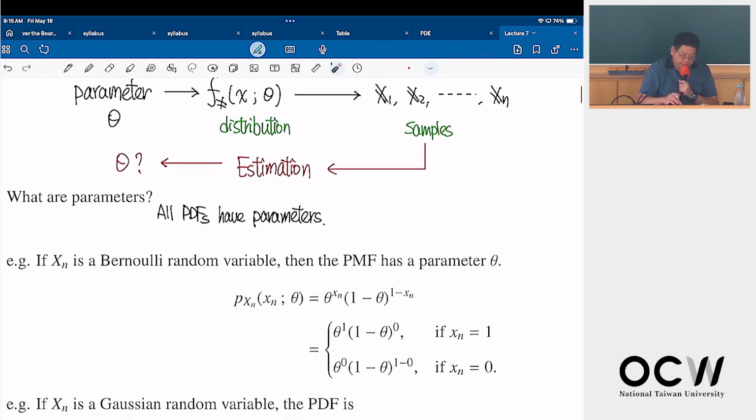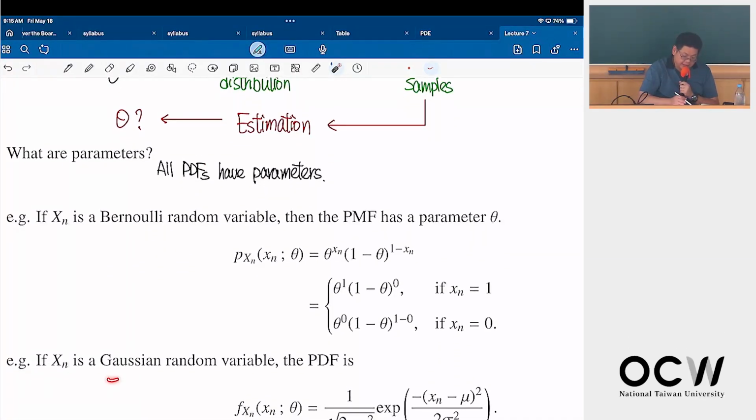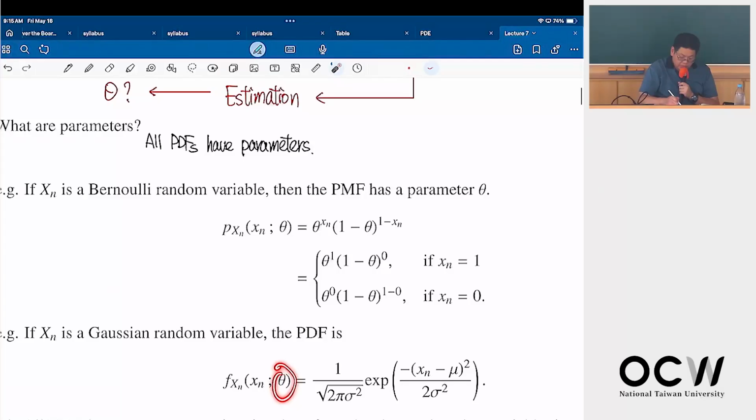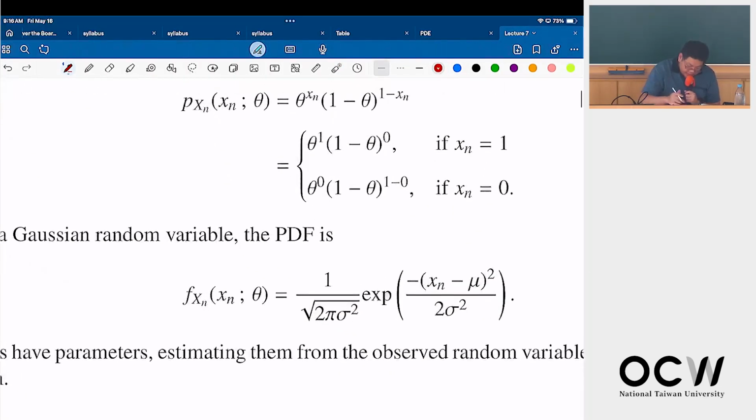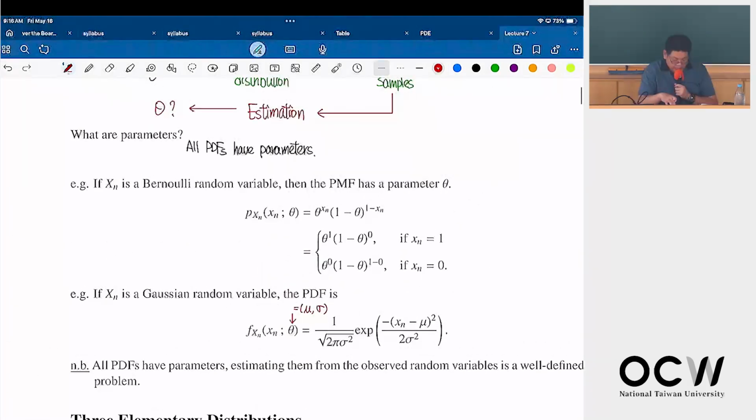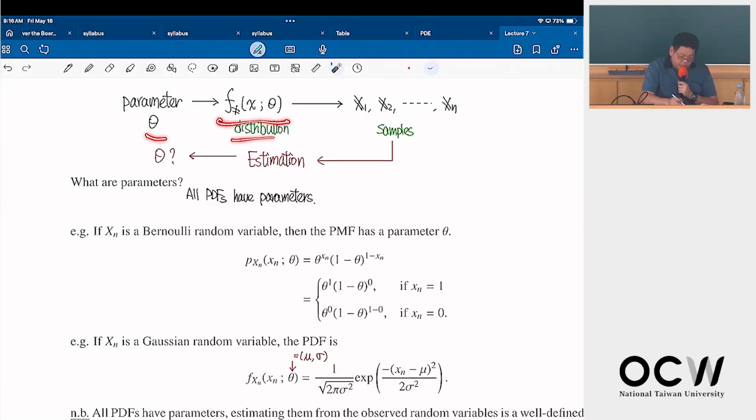For the continuous case, see the Gaussian random variable. We also have the parameter, and you can see the Gaussian PDF here. Then the parameter theta is the mean and the variance. So here, this theta is the mean, mu, and the variance, sigma squared. So if we have this parameter, we can get our distribution.